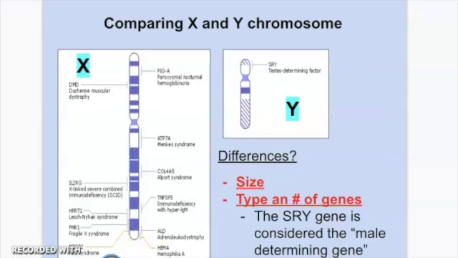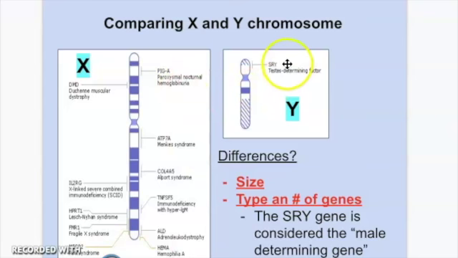So what really is this difference between the X and the Y chromosome? Here we have an image of an X chromosome and a Y chromosome. We can see that the X chromosome is much bigger than the Y chromosome. So size is a big difference. If you look deeper than that, you can see that there are also different types of genes and a different number of genes on both of these chromosomes.